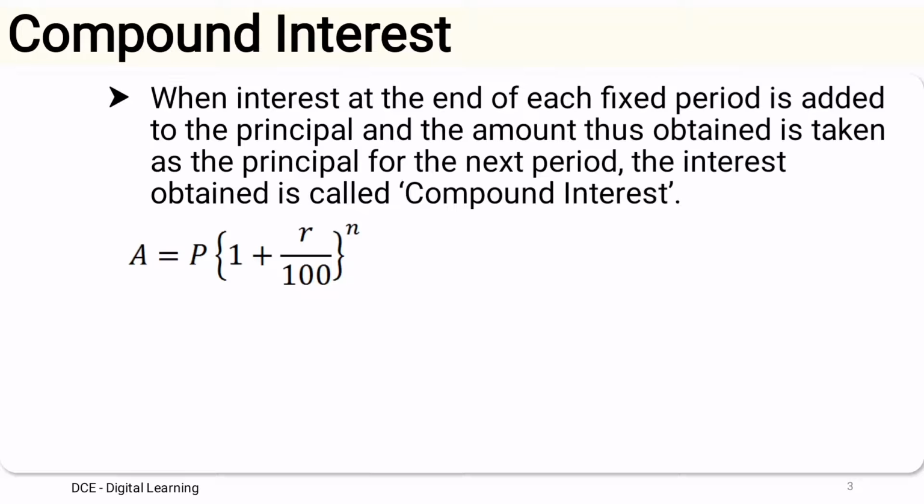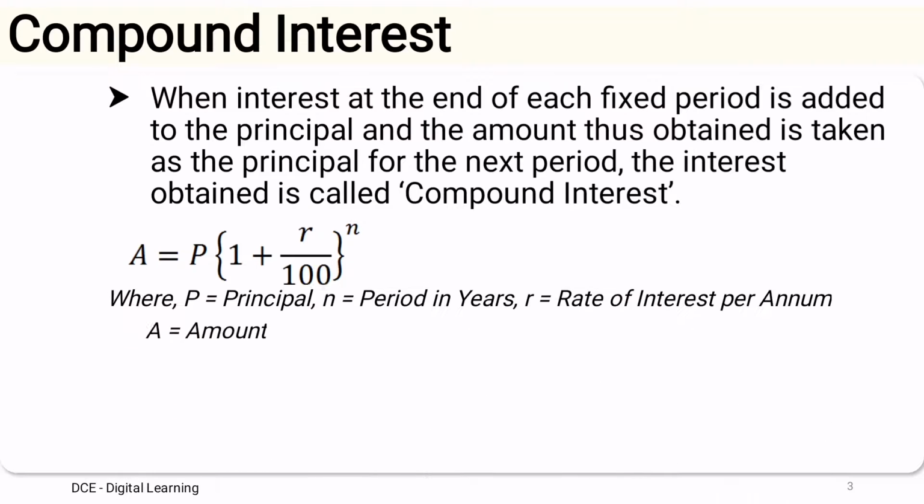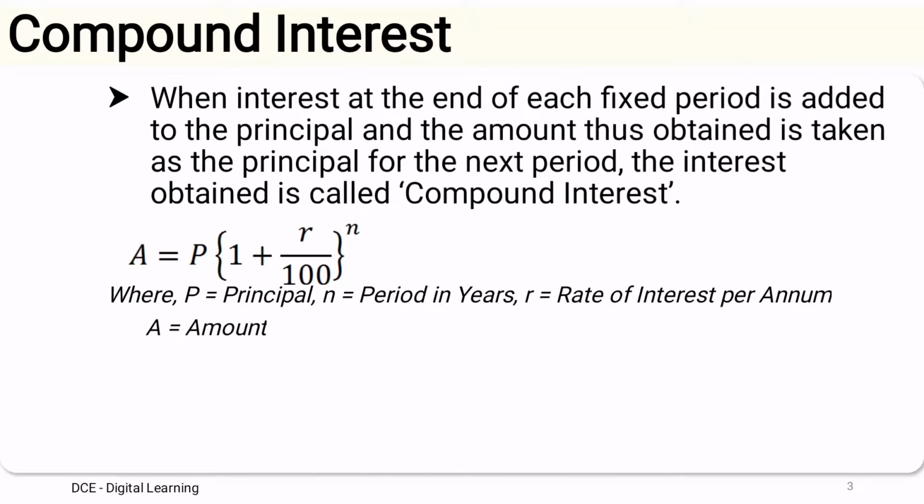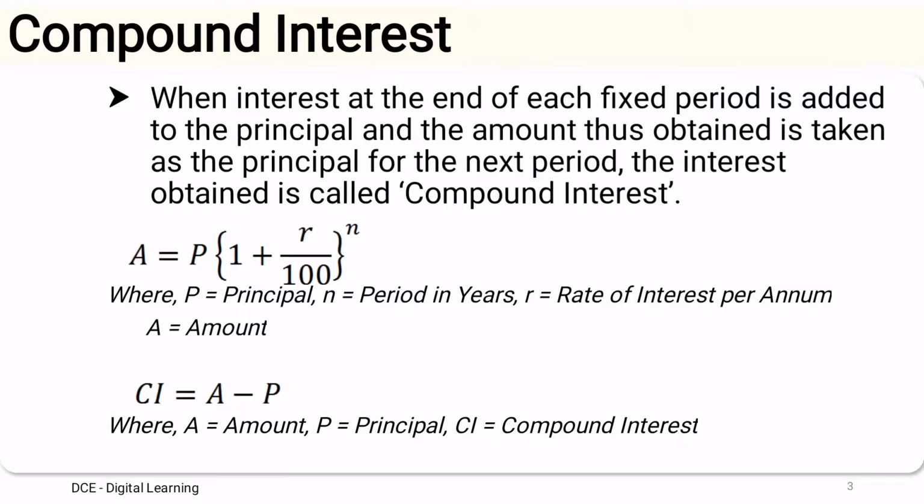A equals P into bracket 1 plus R divided by 100 raised to N, where P is the principal, N is the period in years, R is the rate of interest per annum, and A is the amount. CI equals A minus P, where A is amount, P is principal, and CI is the compound interest.